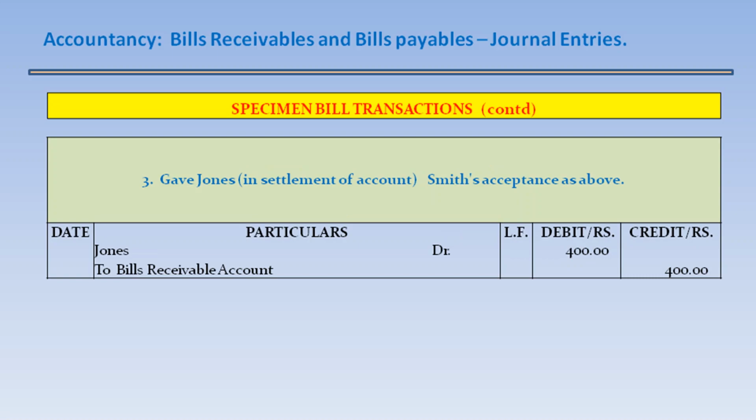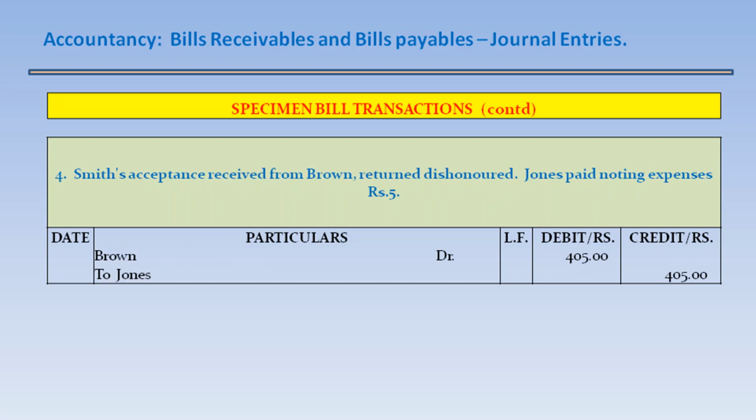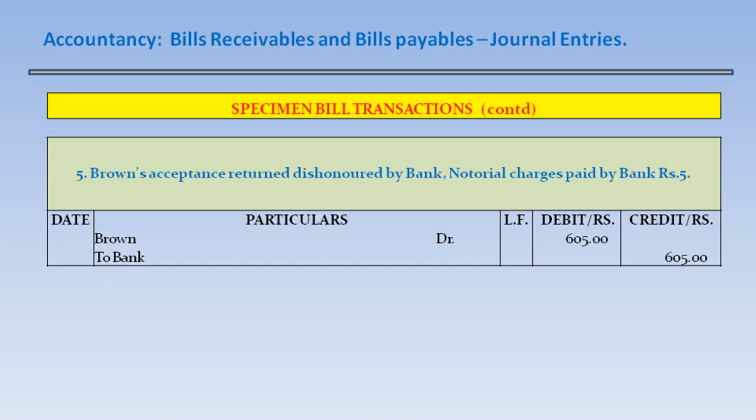3. Gave Jones in settlement of account Smith's acceptance as above. Jones account debit 400, to bills receivable account 400. 4. Smith's acceptance received from Brown returned dishonored. Jones paid noting expenses Rs 5. Brown debtor 405 rupees, to Jones 405 rupees.